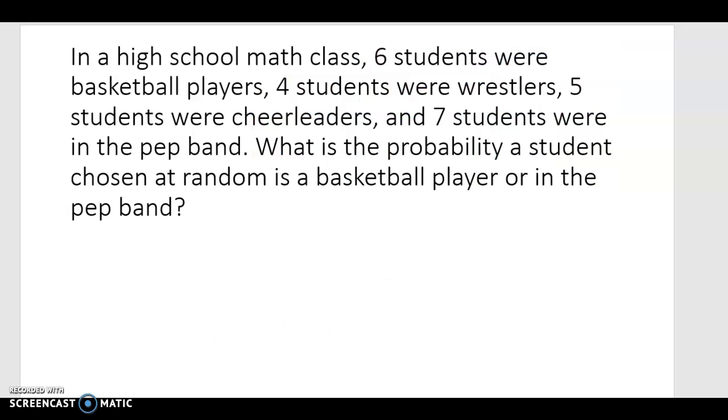In a high school math class, 6 students were basketball players, 4 students were wrestlers, 5 were cheerleaders, and 7 were in the pep band. No student is in both things. What is the probability a student chosen at random is a basketball player or in the pep band?